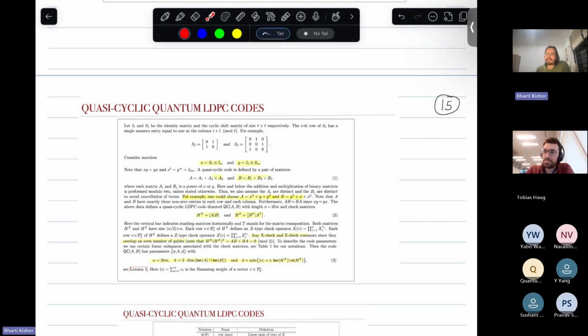So LDPC, even in the quantum case, your checks can act non-locally. The only constraint is that every qubit should participate in a constant number of checks, and every check should act on a constant number of qubits. But given a check, the qubits on which it acts can be geometrically non-local. But yeah, in fact, that's what you need.